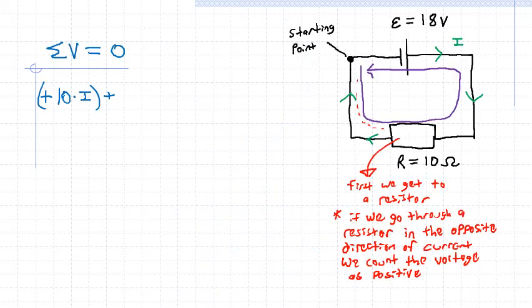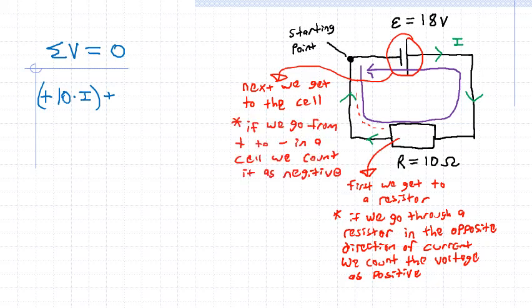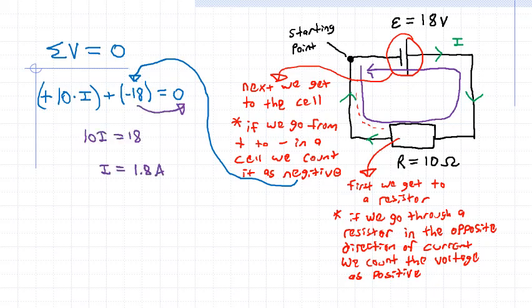Now the next thing that we encounter is the cell. As we go through our loop, we're going to experience the positive terminal, then the negative terminal. And because we go from the positive terminal to the negative terminal, we're going to have a negative voltage. So negative 18. And so the rule is if your loop is in the opposite direction of the current, and the loop is in the opposite direction of the voltage source, going from a positive to negative terminal, that's negative. And you'll see that we'll get the same thing, 1.8 amps.